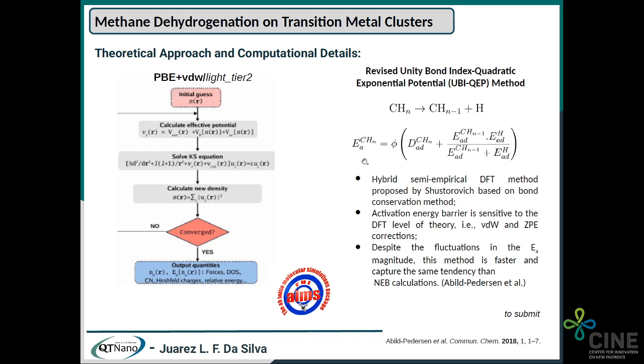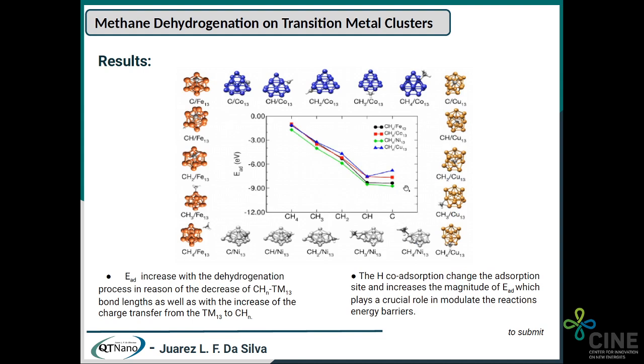However, this energy is really sensitive to the DFT level employed, as well as the corrections like van der Waals and zero-point energy corrections. However, despite the fluctuations, they lead to the same tendency as other types of calculations to yield the activation energies, like NEB, string methods, dimer, and so on. So I will show you now some of our results from the methane hydrogenation on this type of systems.